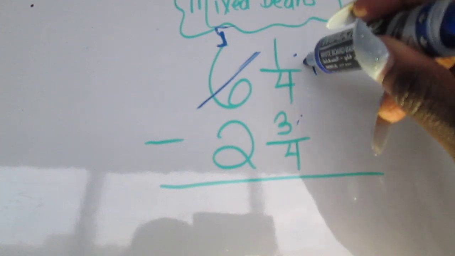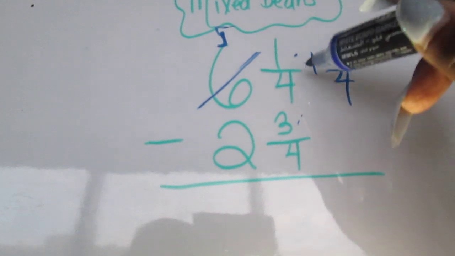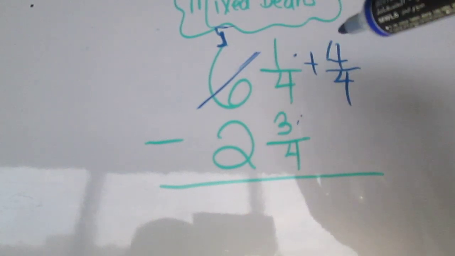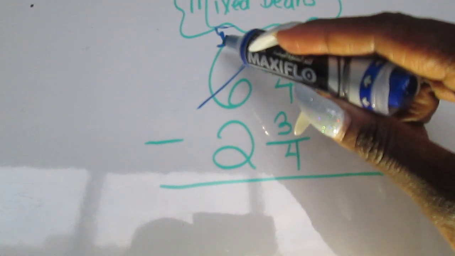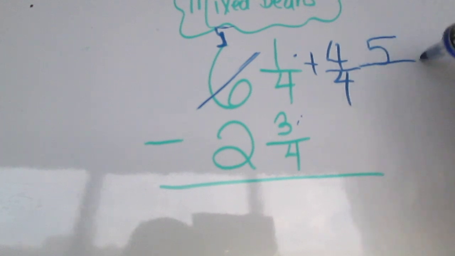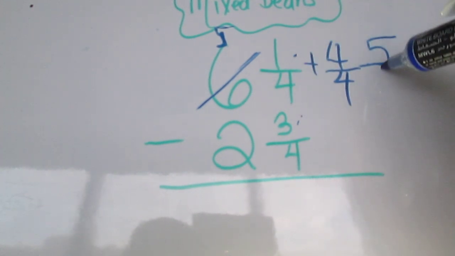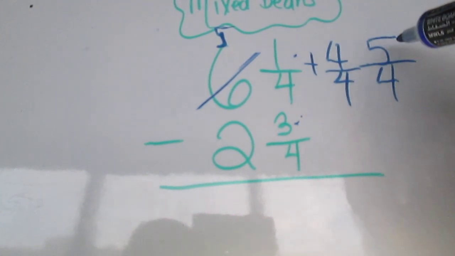And I'm going to add that 1 back over here in the form of 4 over 4. Why 4? Because I picked the denominator so they would match. So 4 over 4 is the same as 1. So this 1, now that I've borrowed it, has been renamed 4 over 4. Now I'm going to add 4 plus 1 is 5, and then my denominator stays the same. This is now an improper fraction, but I can now subtract 3 from 5.